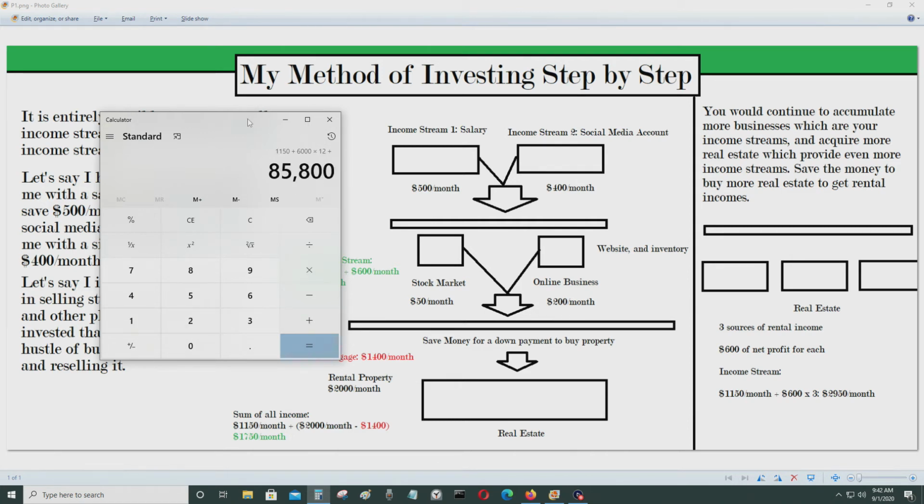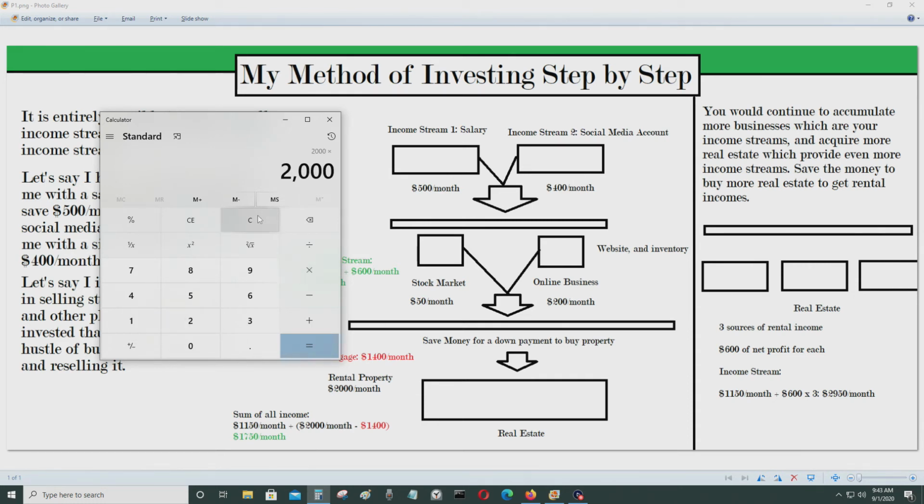Think about that. Now I'm able to buy another rental property, 2 more, let's say. So it's 1,150. That's 6,000, and I'm generating 600 and 600, and that's $8,350 a month. I'm generating, and how much is that in a year? $100,200. And then I pay off the fourth one.